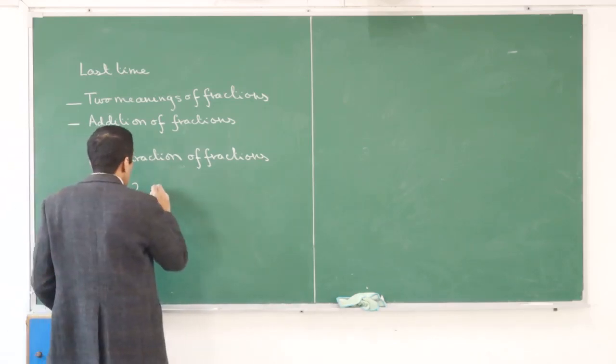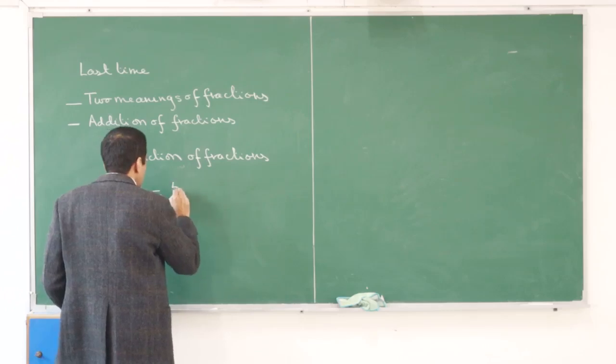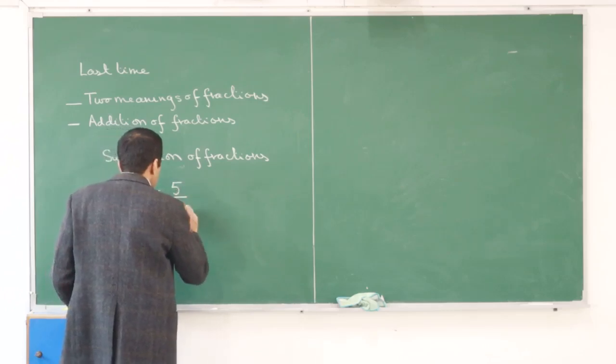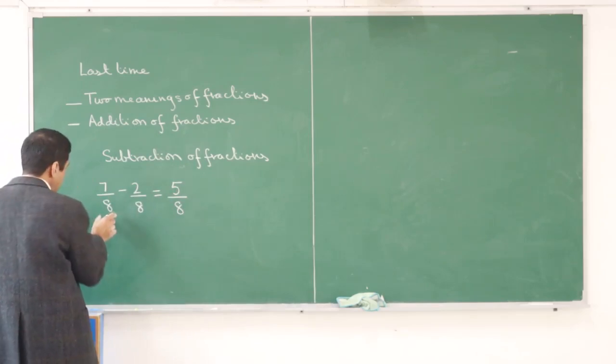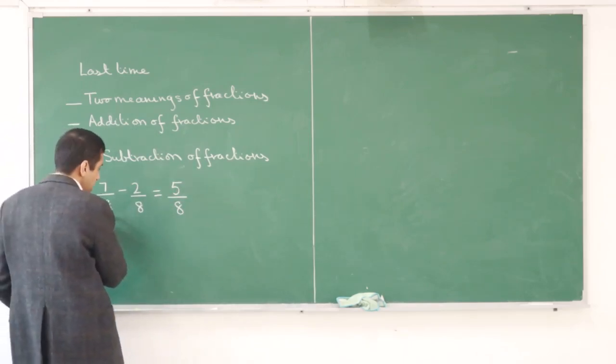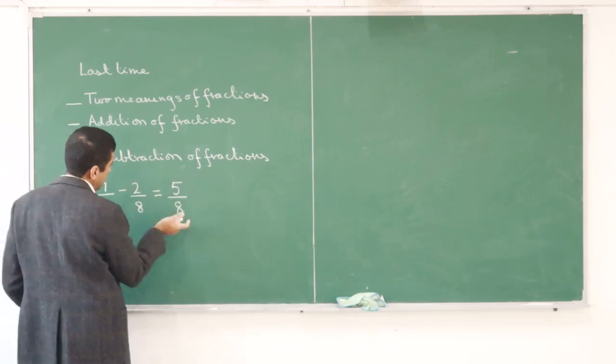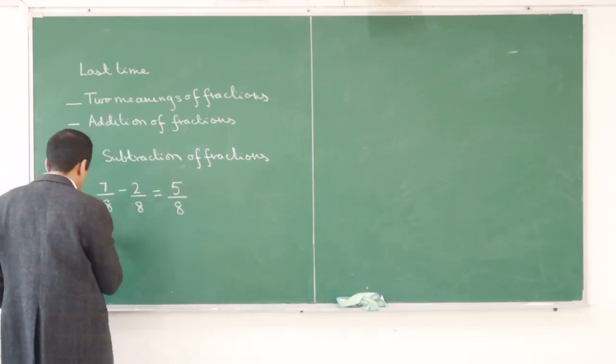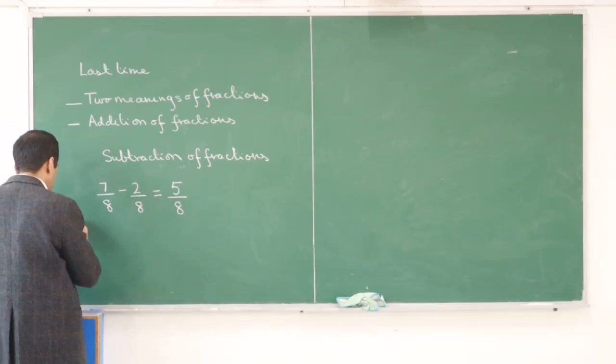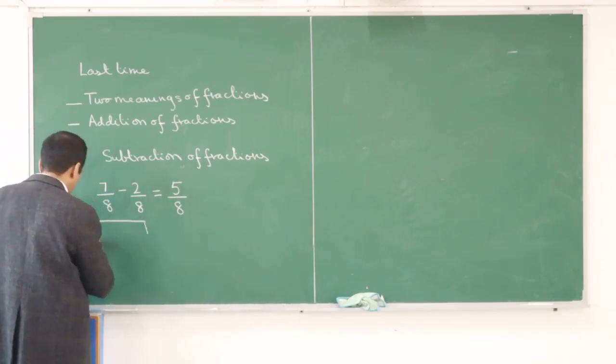5/8, because we are thinking of it as exactly, we have eighths. So we have 7/8, like 7 apples, and we have 2 apples. If you have 7 apples and you eat 2 apples, you're left with 5 apples. So this is a very straightforward interpretation.